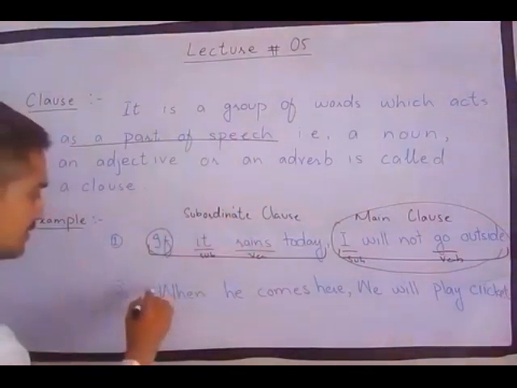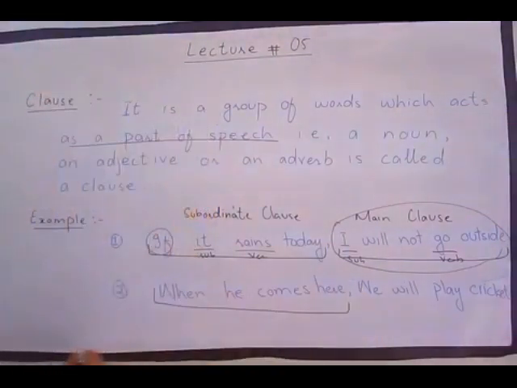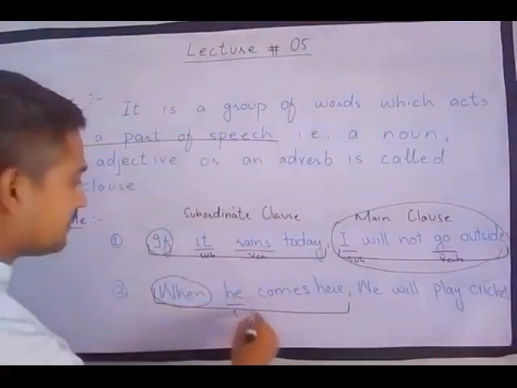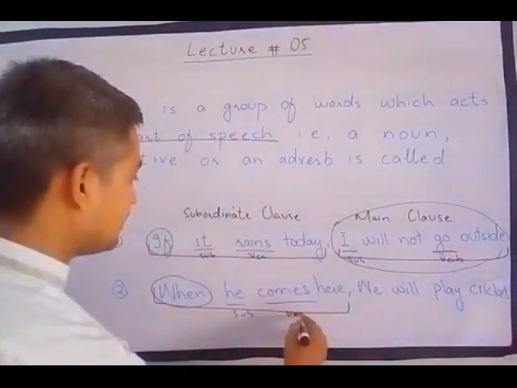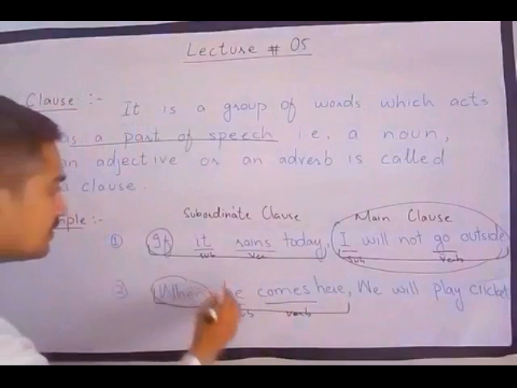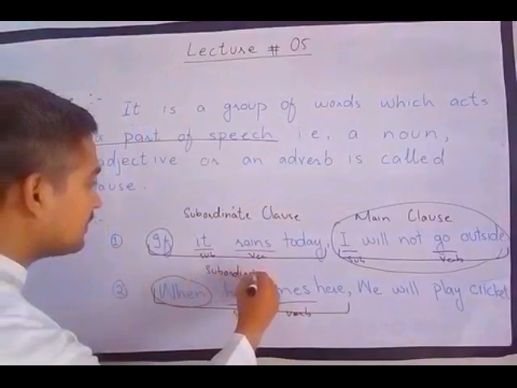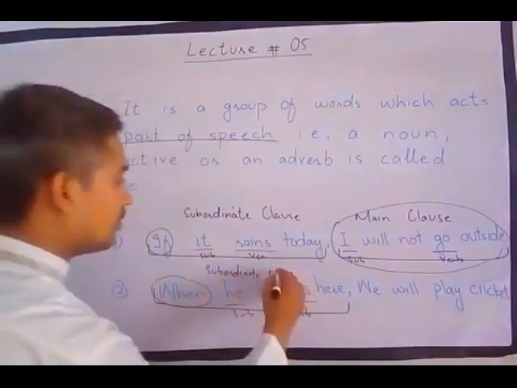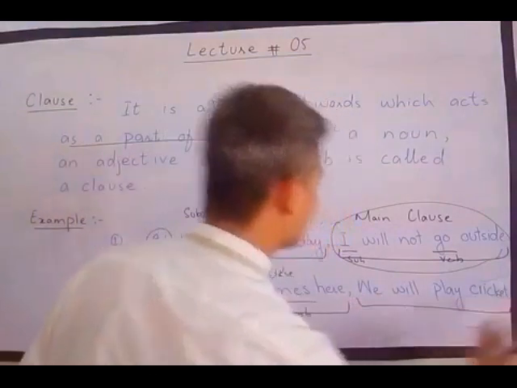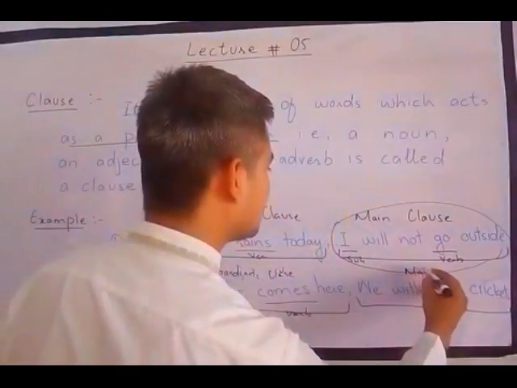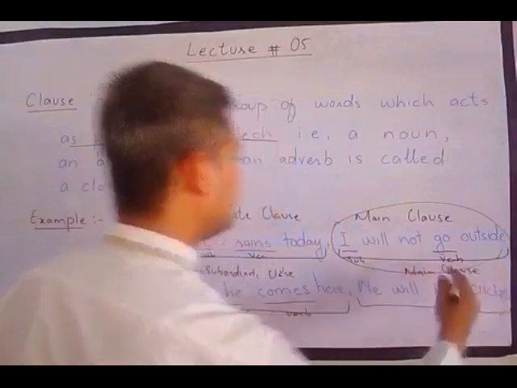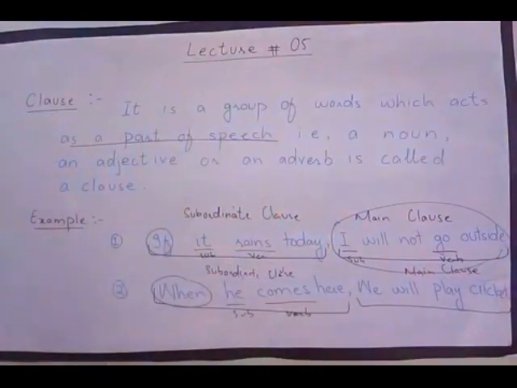Now look at the second sentence. You can see, when he comes here. So when is our subordinating conjunction and he is the subject here, comes is the verb. So it is our subordinate clause, and this is also our main clause which can stand alone and give the complete meaning. So this is the difference between clauses and phrases.